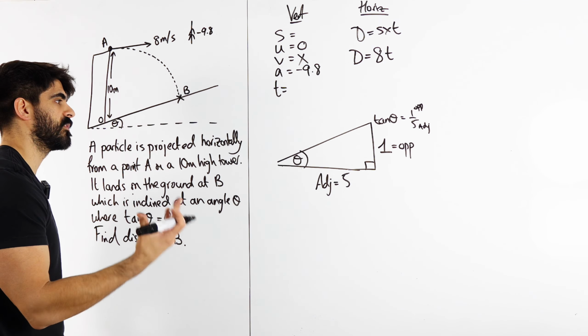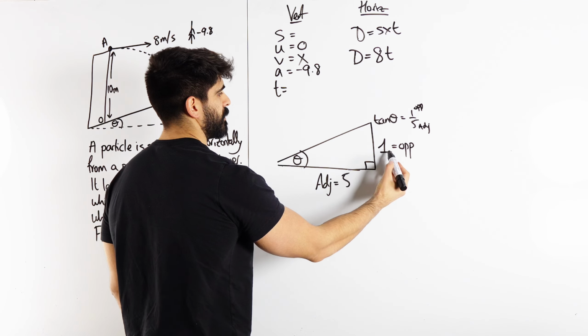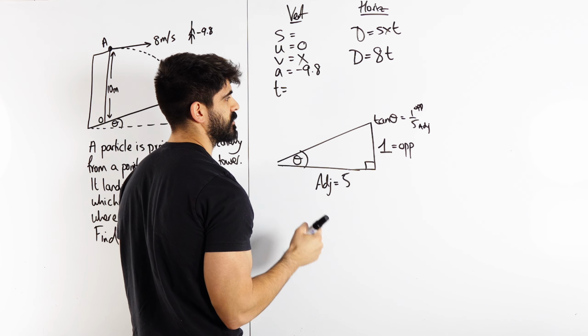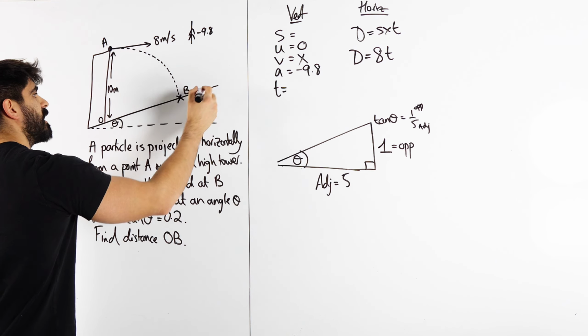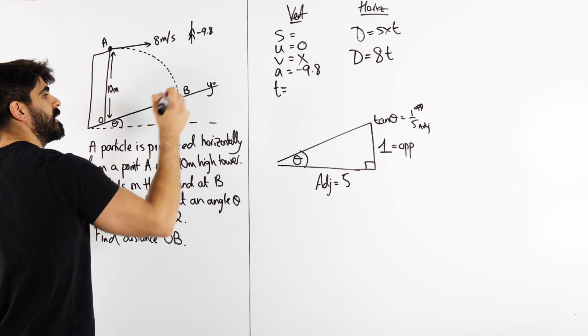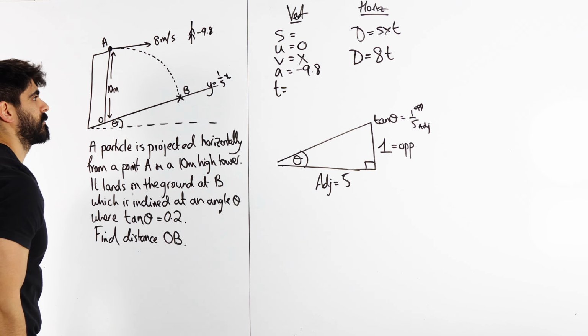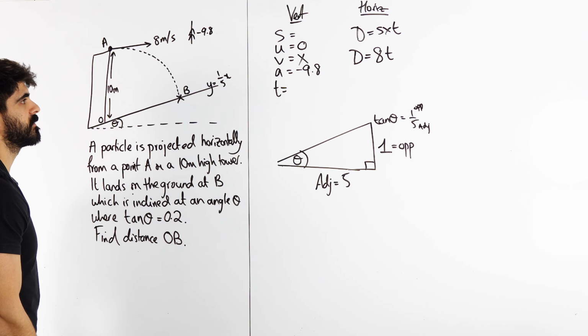What does that tell us then? It tells us the gradient of the line: the change in y over the change in x. And that's what tan theta tells us. It tells us that this line, y, is 1/5 x. Okay? y is 1/5 x.